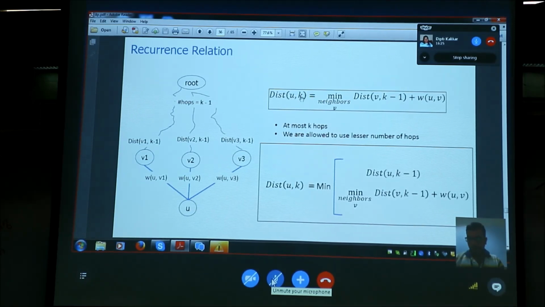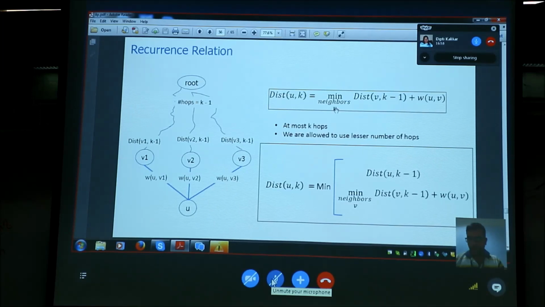So the distance of u comma k is the minimum over neighbors v of distance v comma k minus 1 plus w of v. This is what I will get if I choose v as the option. And now I minimize it over all possible neighbors. So that is the distance to u using only k hops. So that's the idea.